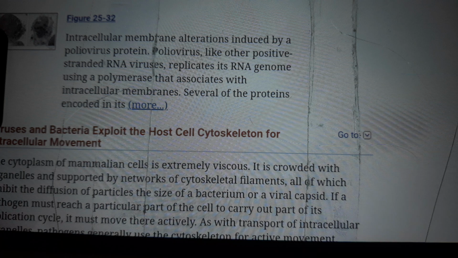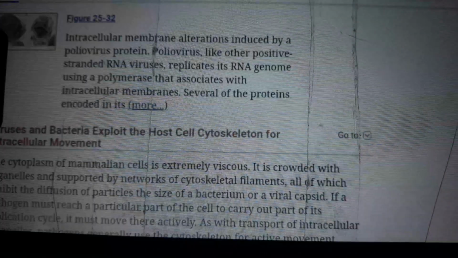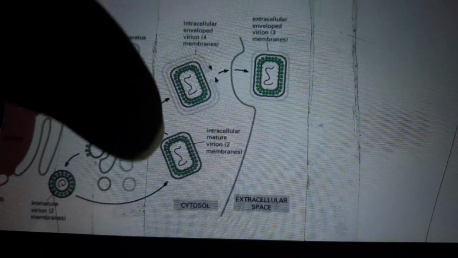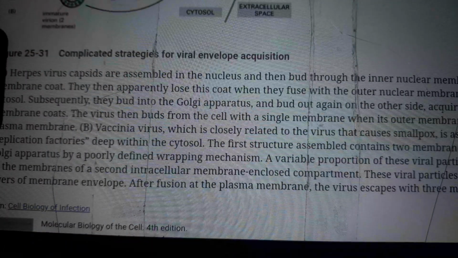Intracellular membrane alterations induced by a poliovirus protein. Poliovirus, like other positive-stranded RNA viruses, replicates its RNA genome using a polymerase that associates with intracellular membranes. And for detail, that's the figure for your screenshots and the written details.